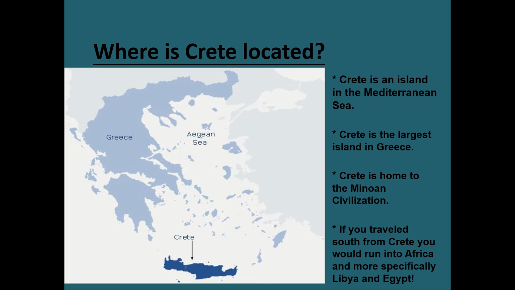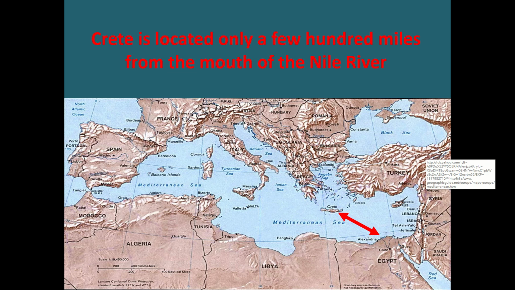As we have said just now, the Minoan civilization began on the island of Crete. So, where is the island located? Crete is an island in the Mediterranean Sea, and it is also the largest island in Greece. The island was the home to the Minoan civilization, and if we travel further south from this island, we will be able to reach Africa.